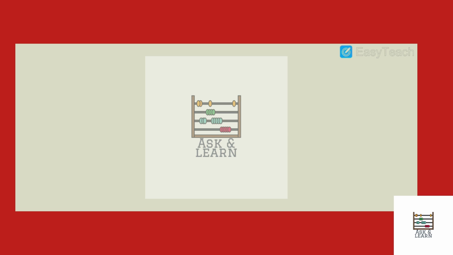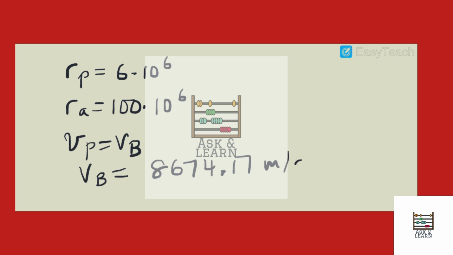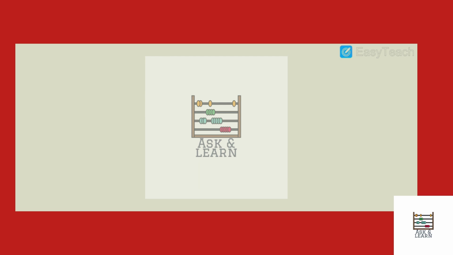So we can say that RP is going to be equal to 6 times 10 to the 6th, and RA is equal to 100 times 10 to the 6th. These values are just pulled from our figure, and VP is equal to VB. By plugging these values of RP and RA into our expression for VP, we see that VP, which is equal to VB, is equal to 8,674.17 meters per second.